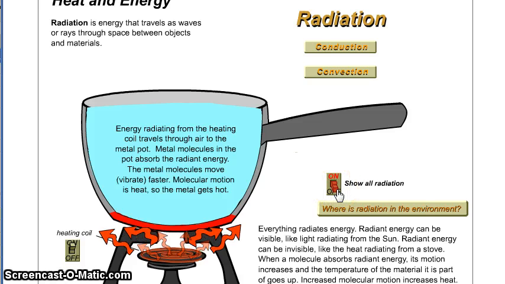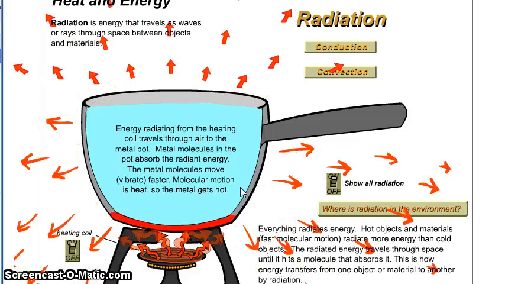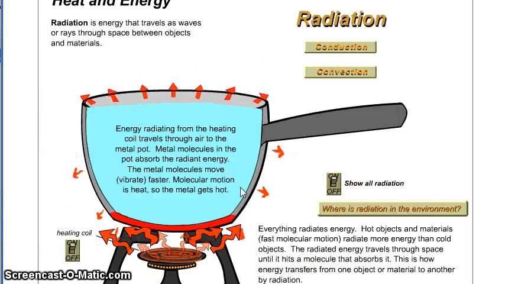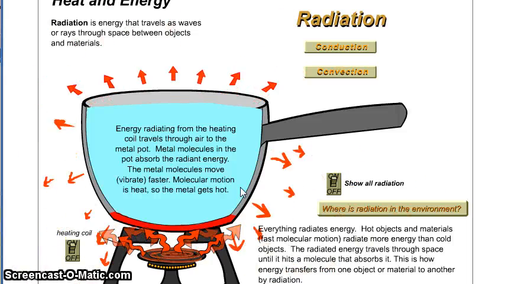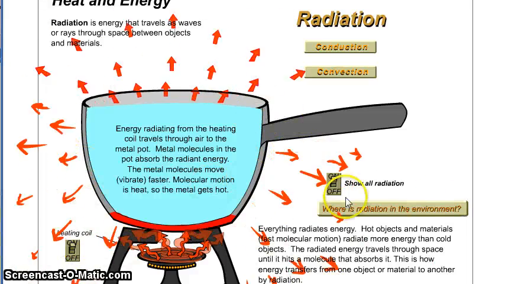And when we look at where radiation is taking place, radiation is going to be the waves of heat coming off of something. You don't actually have to touch it. You can put your hand next to something and feel the heat coming off of it. And that's what they're showing here with all of these waves of heat coming off of the object.